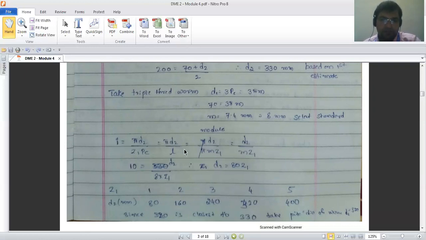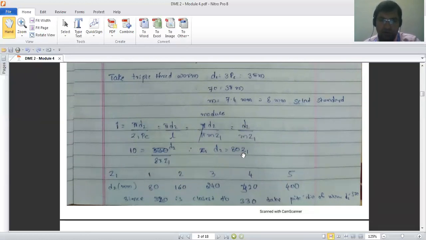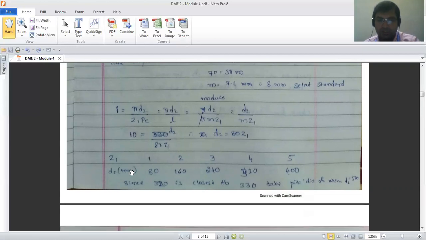Based on different values of Z1, we will get different values of D2. This table below shows Z1, that is, the number of teeth on the worm, varies from 1, 2, 3, 4 up to 5.